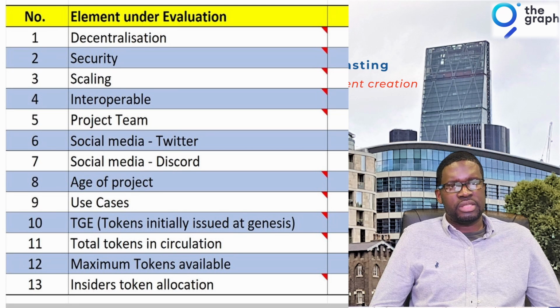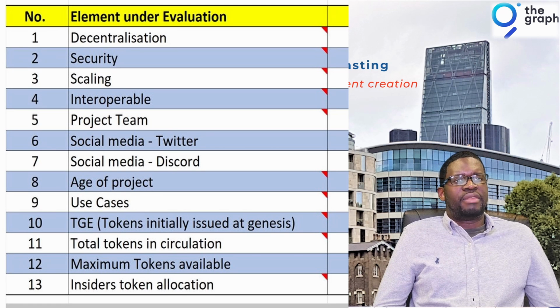Are there any real-world use cases on offer here, or is it all about the tokenomics and the value of the token? Then we look at the tokenomics. What is the maximum number of tokens or coins available? Is there a hard cap? Tokens in circulation at the point of doing this video. Insider token allocation. How much do insiders control? And then we also look at initial tokens issued at project launch.